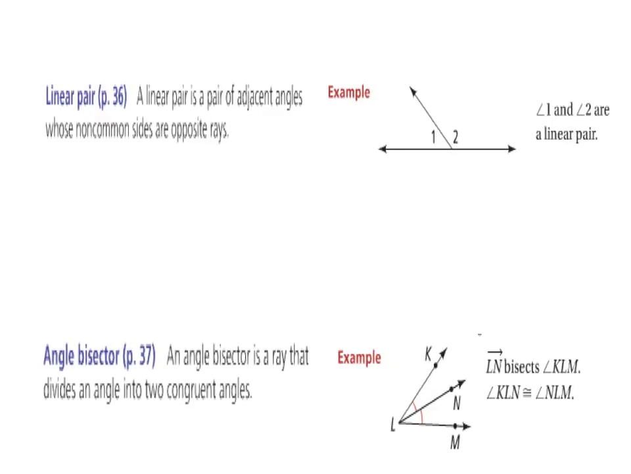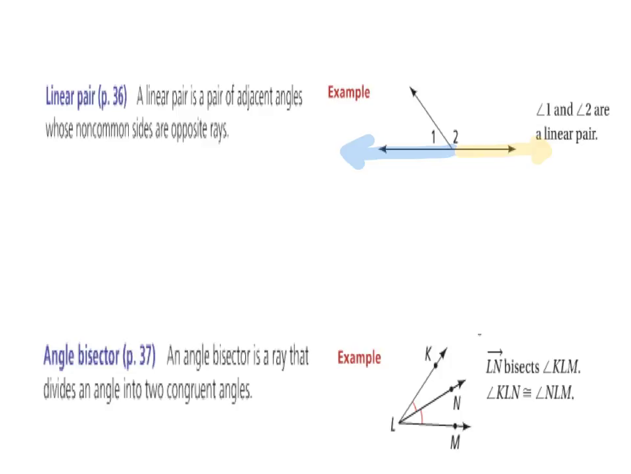Okay, linear pair. We're going to talk about this a lot when we go through our examples, but a linear pair is a pair of adjacent angles whose non-common sides are opposite rays. Adjacent angles means they have to be right next to each other. The non-common sides, which I'll point out in this picture, are this side right there and this side. These are the sides that they don't share. And those are opposite rays, and they form a straight line. So in this case, angle 1 and angle 2 are a linear pair.